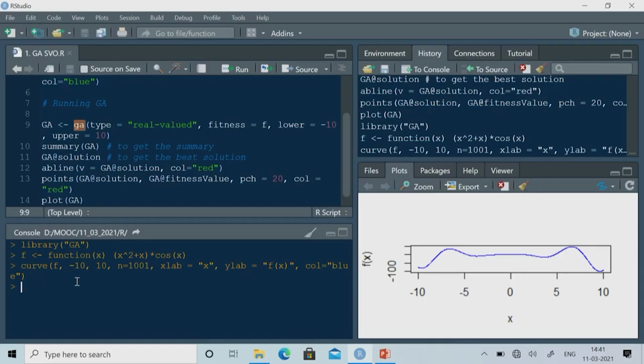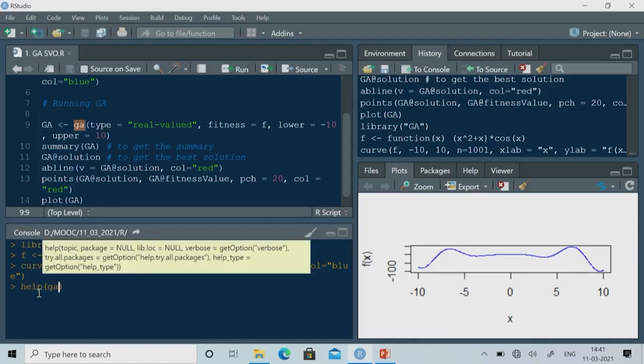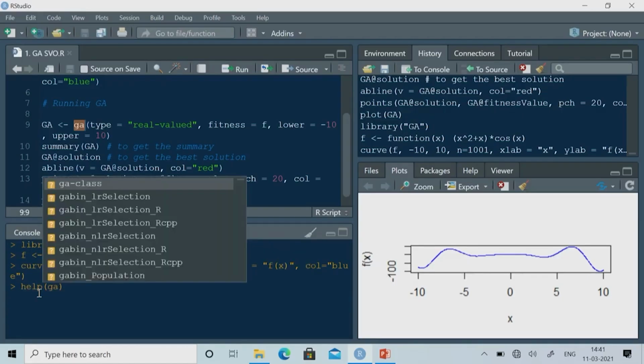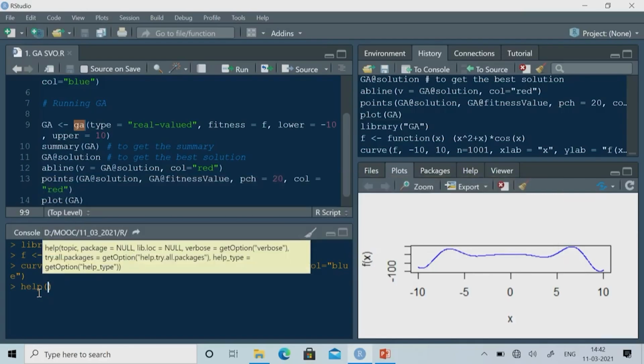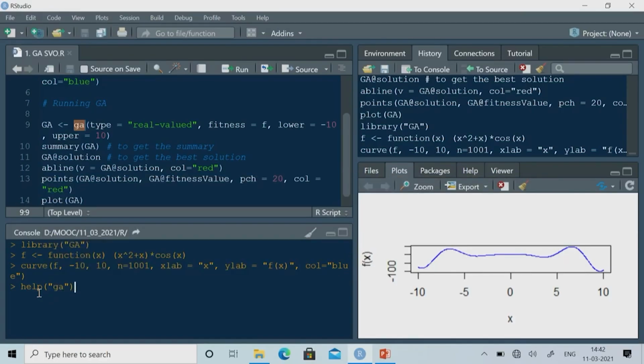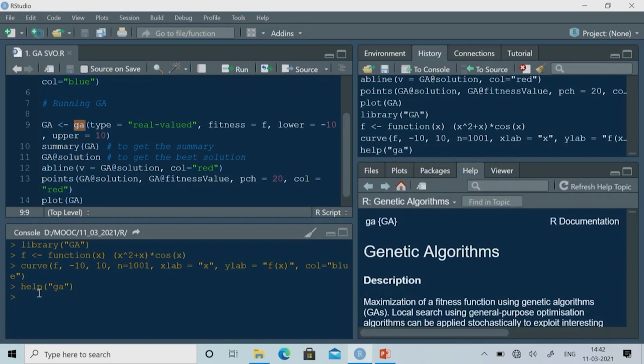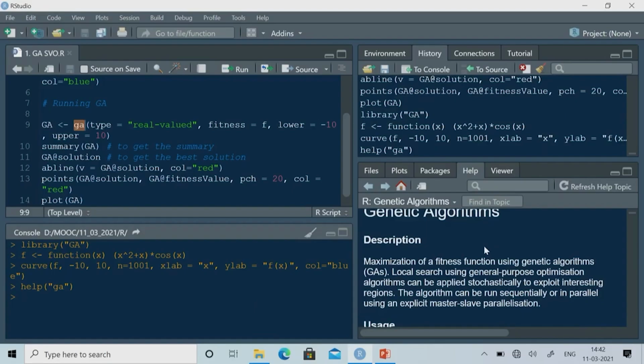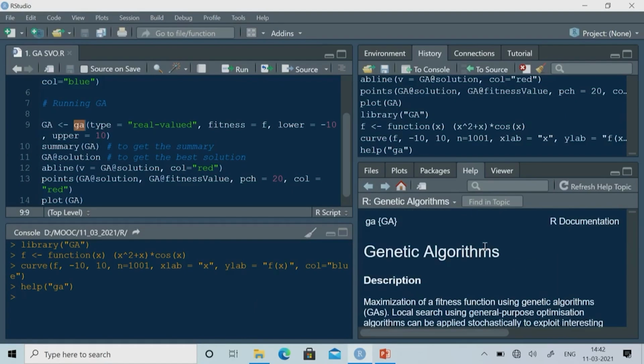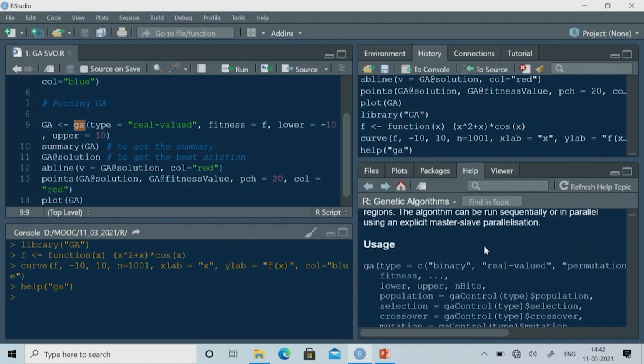If you want to see the parameters, you can go to help and see what the arguments of the genetic algorithm are. So, I can write help, and this is ga. You can see that on the right hand side you will get the genetic algorithm function. Okay, so this is the ga function.